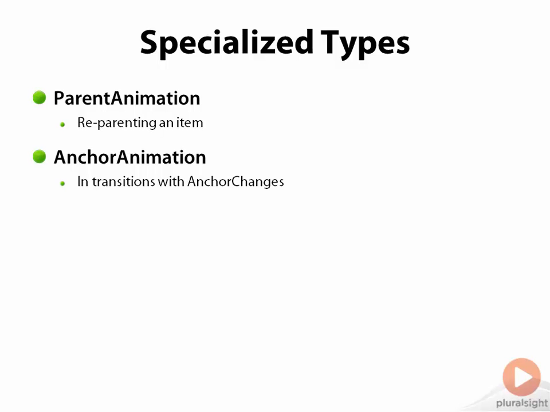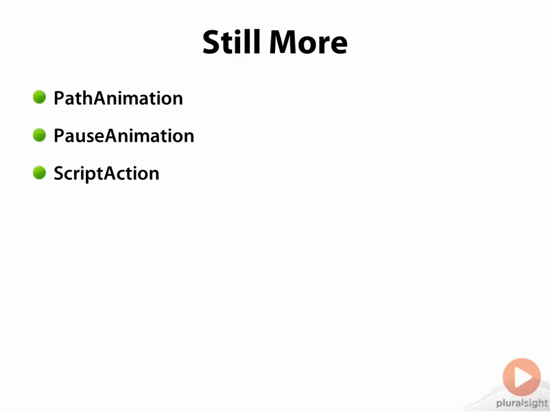There are some special case animations like parent animation that is used when reparenting an item, and the anchor animation, which is typically used in transitions with anchor changes. And if that isn't enough, you can animate along a path of your choosing, pause during a sequence of animations, run scripts during an animation, and set immediate property changes as part of an animation.